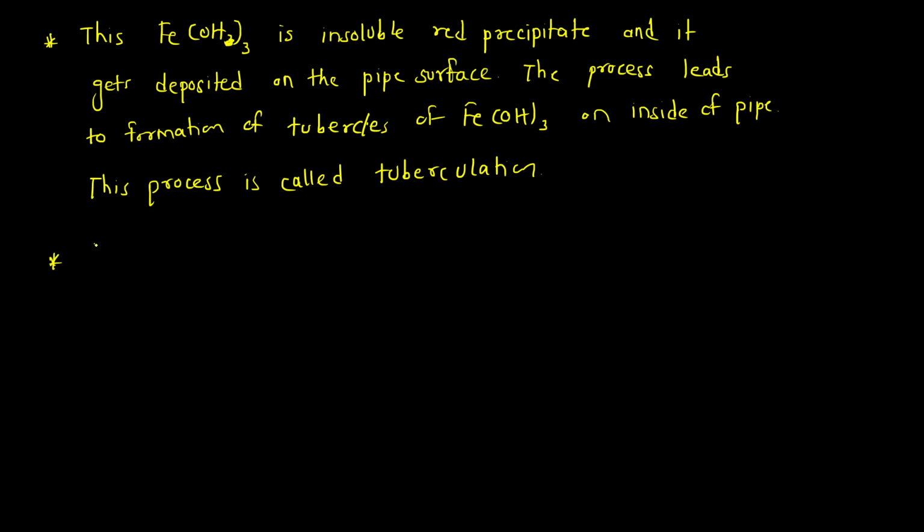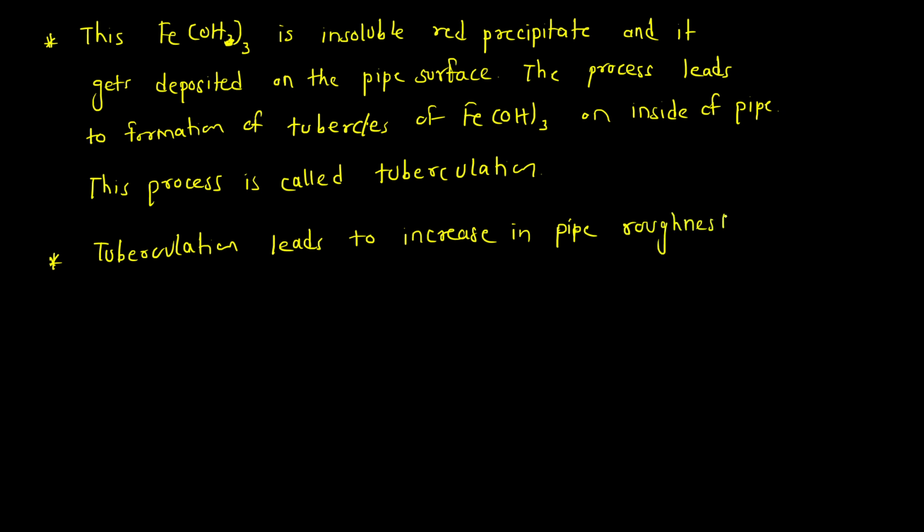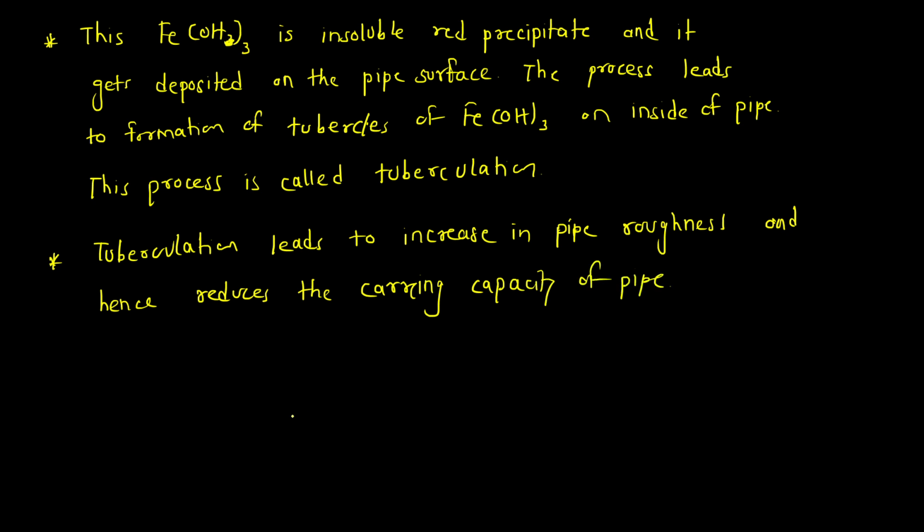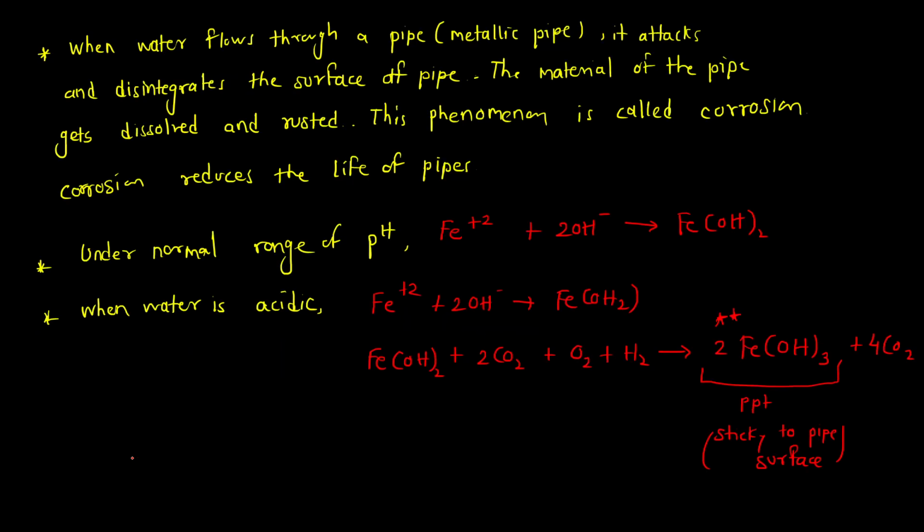So what happens due to tuberculation? Tuberculation leads to increase in pipe roughness, and hence reduces the carrying capacity. So this is all about the corrosion and the tuberculation process.